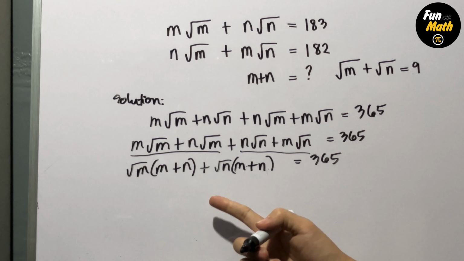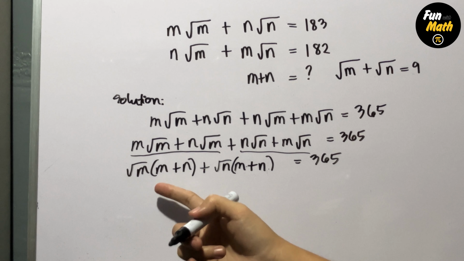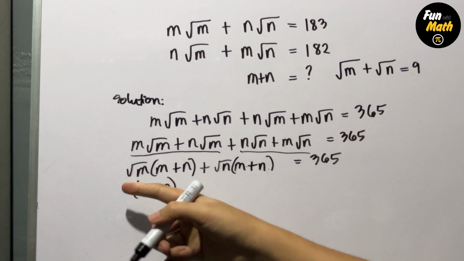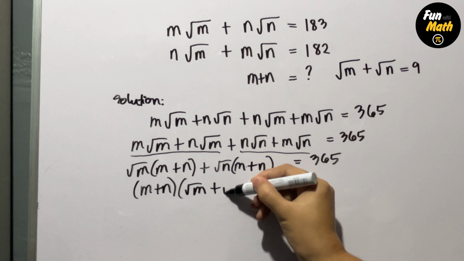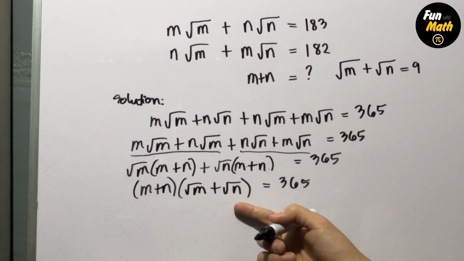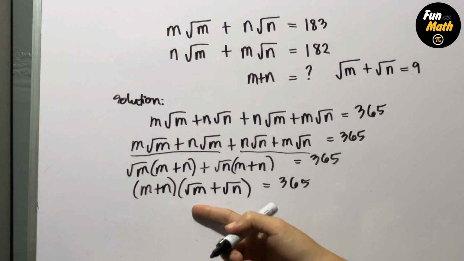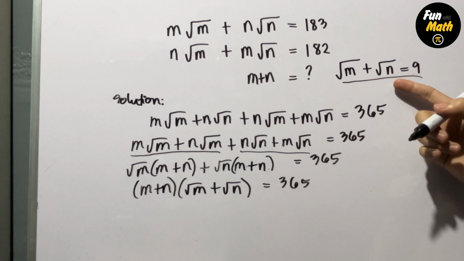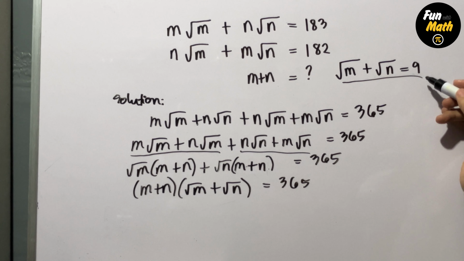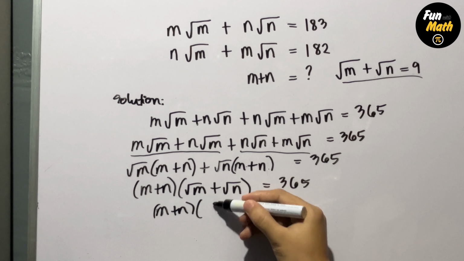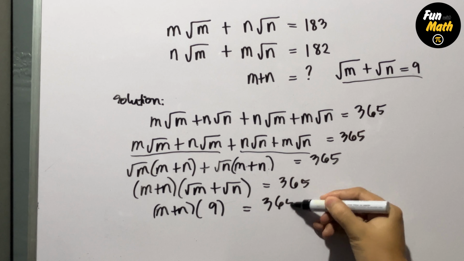So now as you observe, we have a common, which is m plus n. So let's take it out: m plus n times the remaining square root of m plus square root of n equals 365. Earlier, we have the value for this, square root of m plus square root of n, which is equal to 9. So let's substitute here. So this is now m plus n times 9 equals 365.